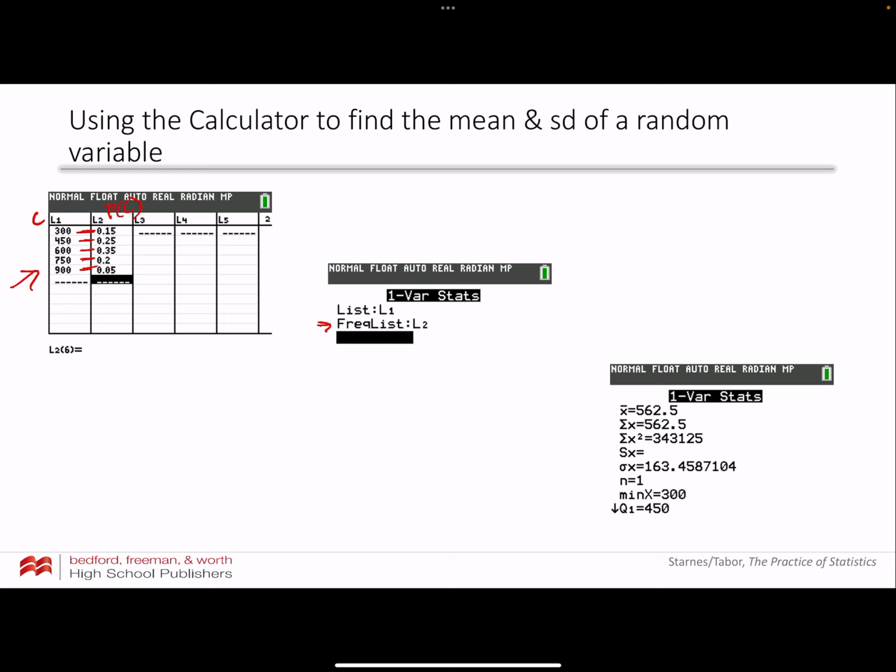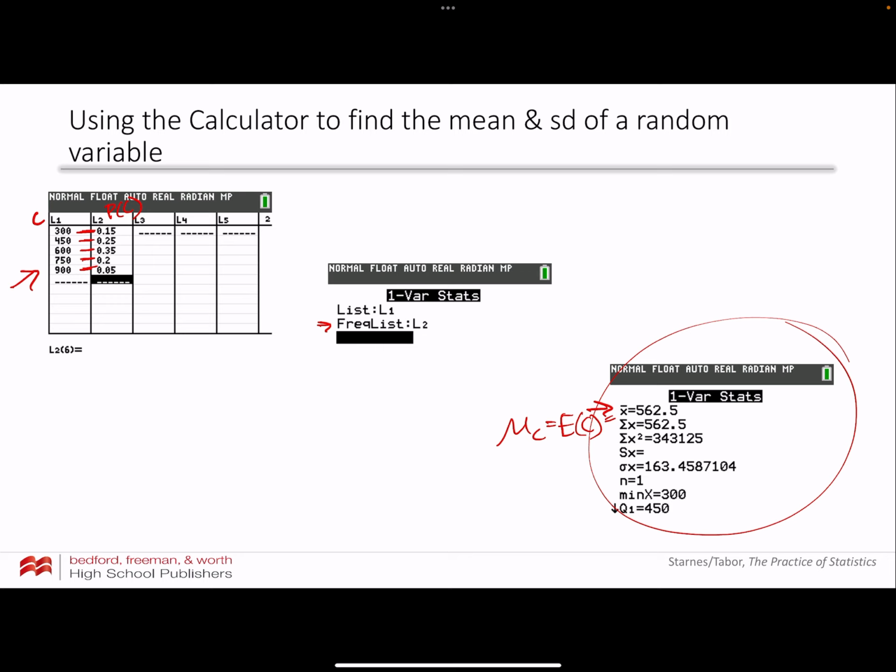When you hit calculate, this will spit out the mean of the random variable, or in other words, the expected value of the random variable, that x bar value, $562.50.